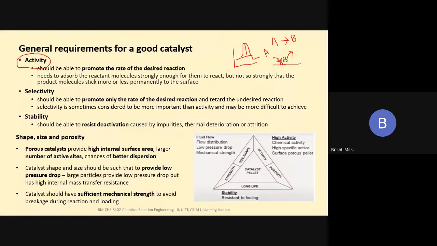So for a good catalyst, we need something which has a high activity, or the catalyst should be active for a particular desired reaction. That is the first thing.